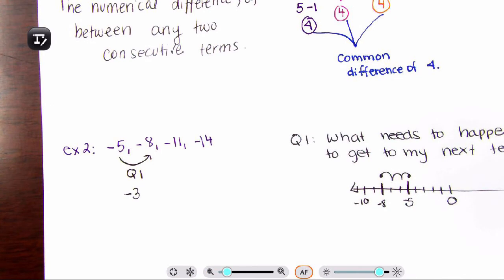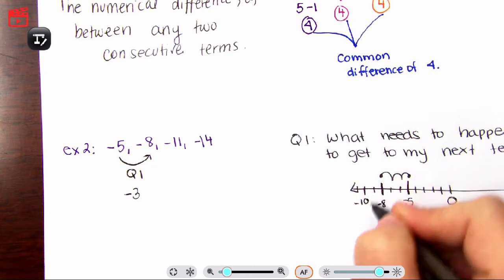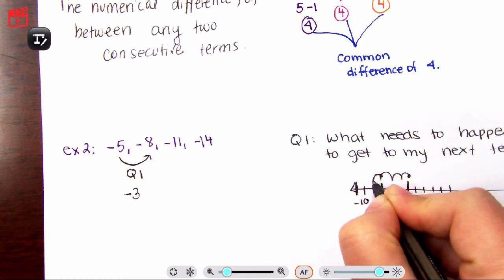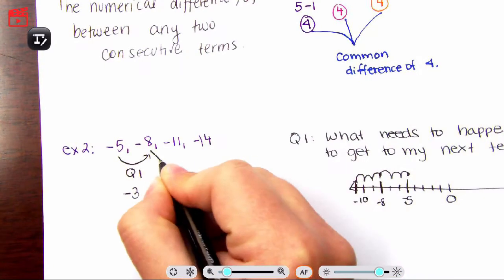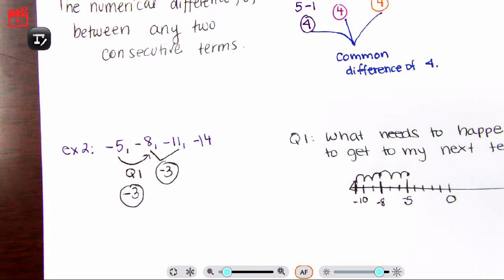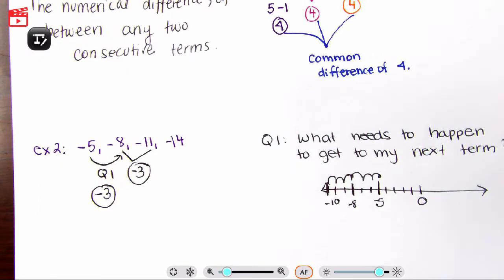Now I am at negative 8. Where do I need to go? Negative 11 is right here. What do I need to do? Well, I need to continue 1, 2, 3. I need to go negative 3 jumps again. So ask yourself the question, what needs to happen to get to my next term?